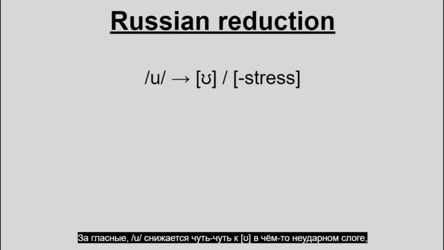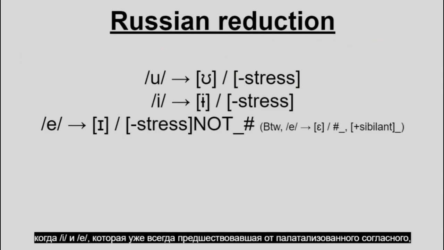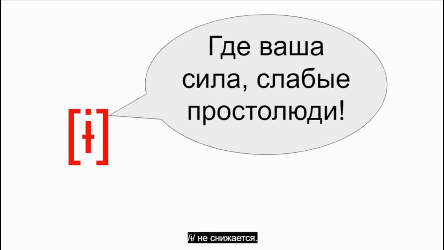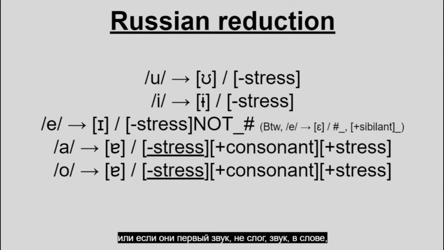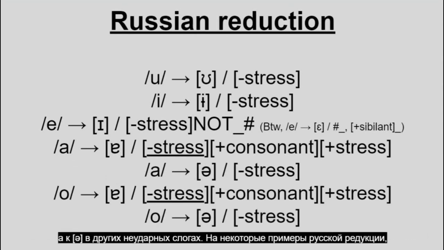For the vowels, U gets slightly reduced to U in any unstressed syllable, while I and E, which are almost always preceded by a palatalized consonant, more on that later, get reduced to I, except for word final E. I doesn't get reduced. For a and o, the pretonic business matters, as they both get reduced to a in the first pretonic syllable, or if they're the first sound, not syllable, sound in a word, and in other unstressed syllables.